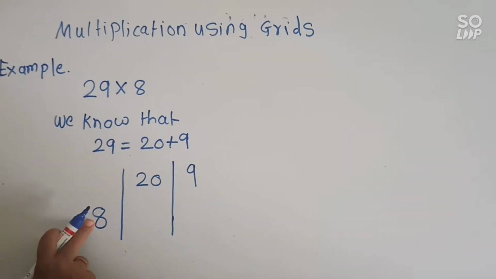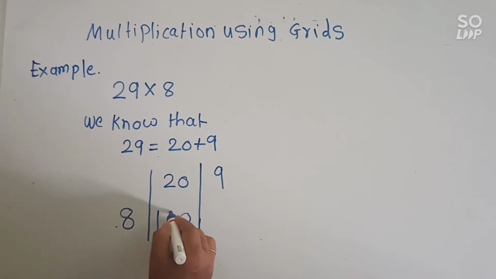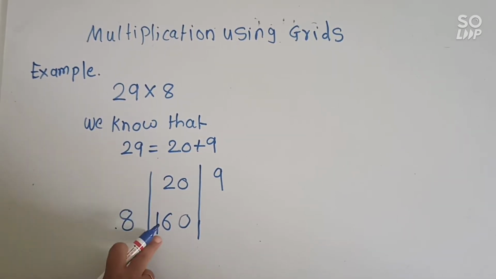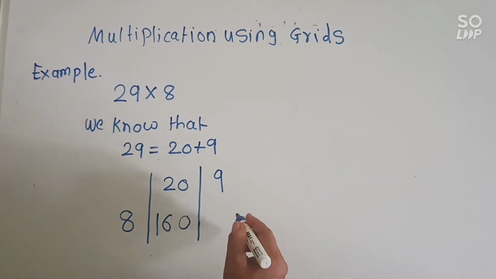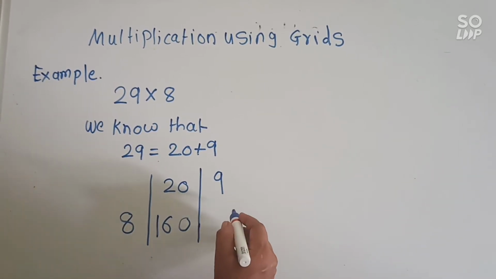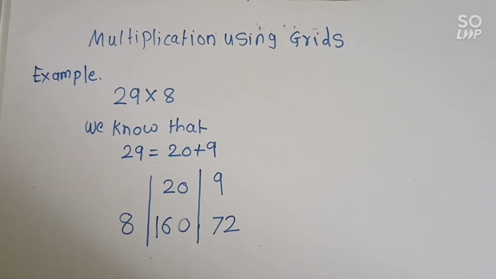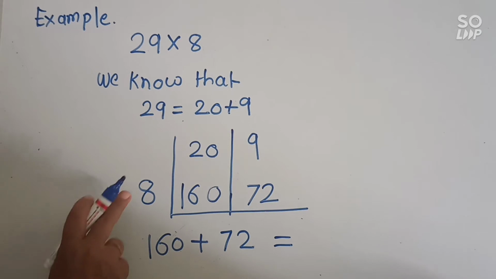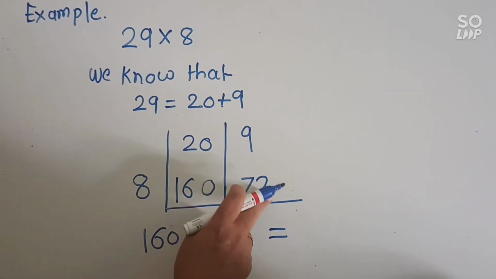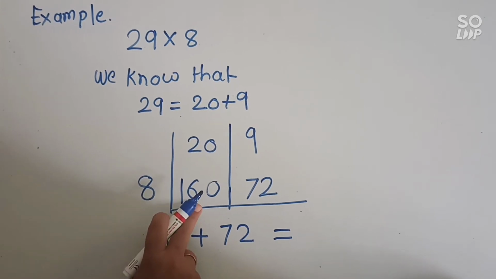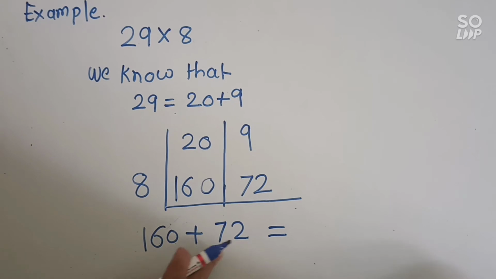Okay, look here, 8 zeros are 0 and 8 twos are 16, means 8 20s are 160, and you know 8 9s are 72. Okay children, so 8 20s are 160, 8 9s are 72, and then we have to add these numbers, 160 plus 72.